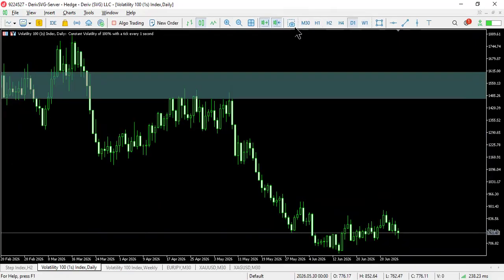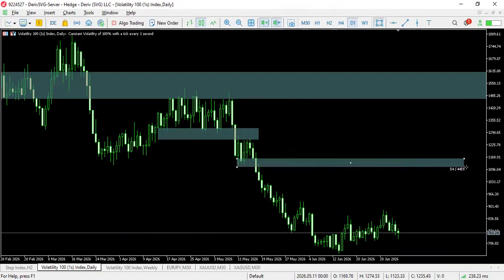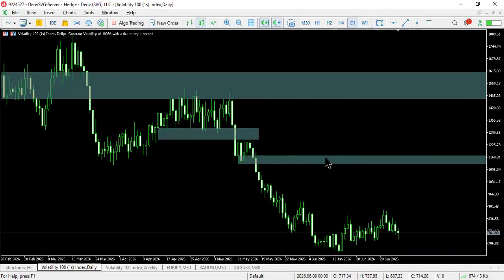Heading over to the daily time frame. From the daily time frame, you can see that price broke this low and then went back in to mitigate that order block. Now we have this low that is unmitigated. Therefore, I'm going to be positioning at that order block.